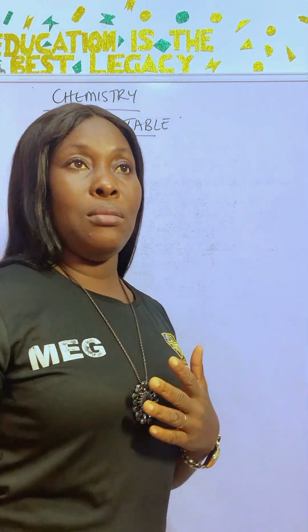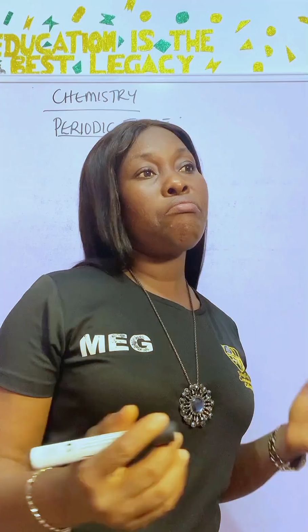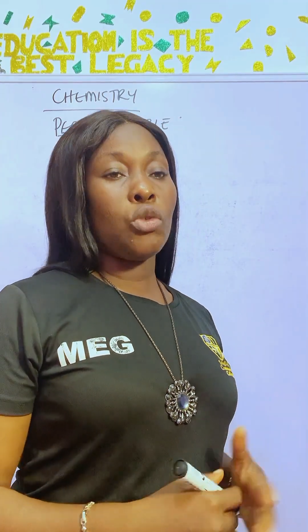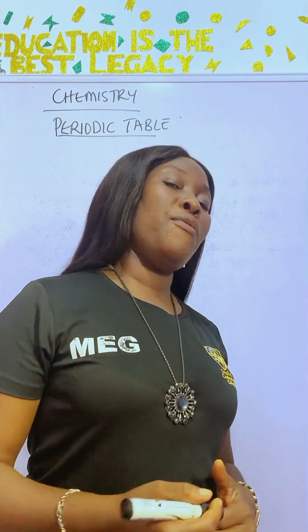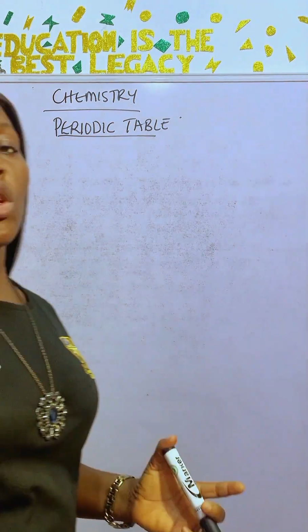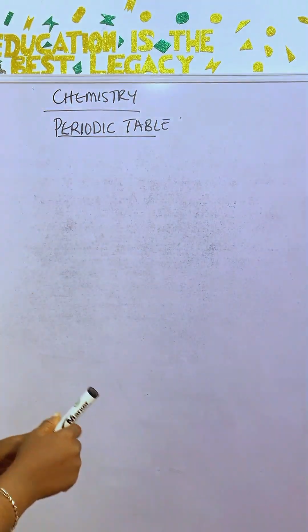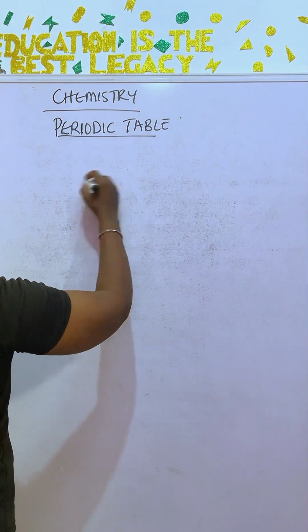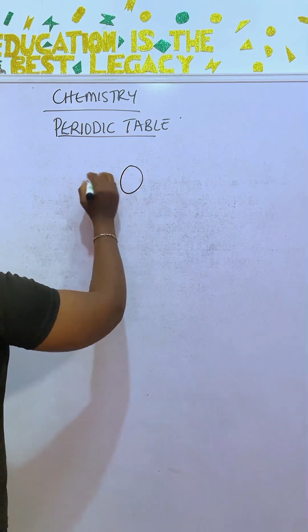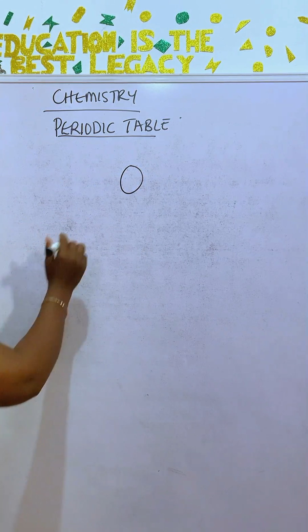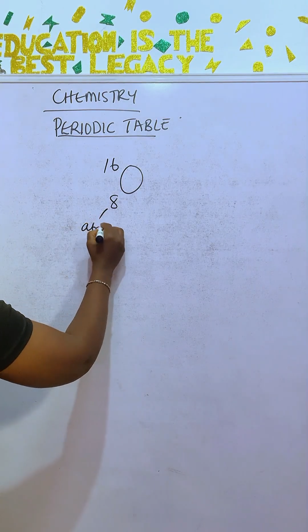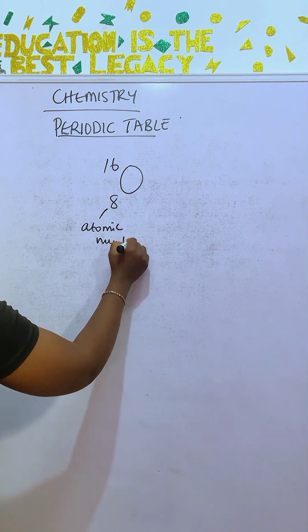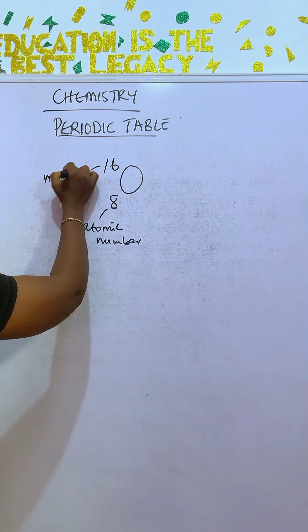We learned in SS1 the first 20 elements and their various symbols. Is it okay? And then, in the elements we have the mass number and the atomic number. What is the mass number? Let's say, for example, we use oxygen. The atomic number of oxygen is 8. This is called the atomic number, and this is called the mass number.